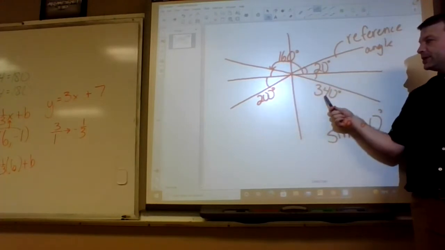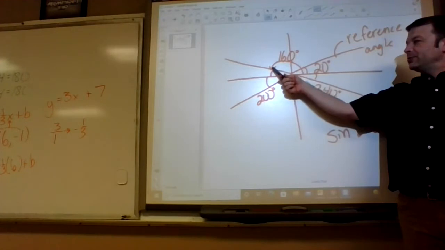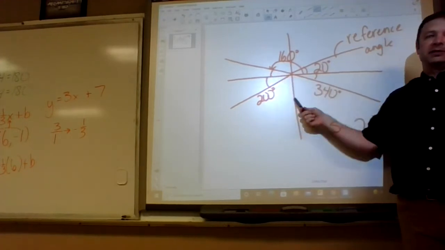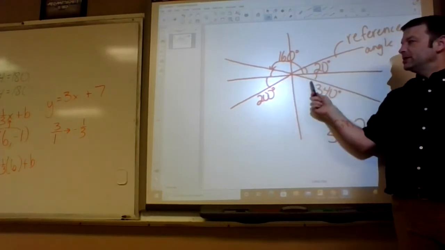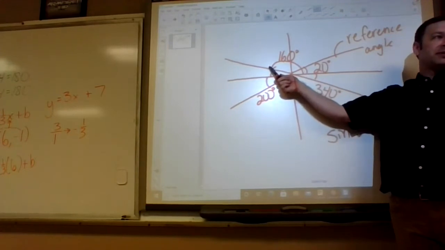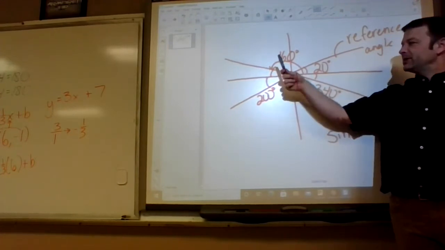the sine of 340. And you could keep going. Like if I did 160 plus 360, which would be 520, sine of 520 would be the same as that. Does that make sense?